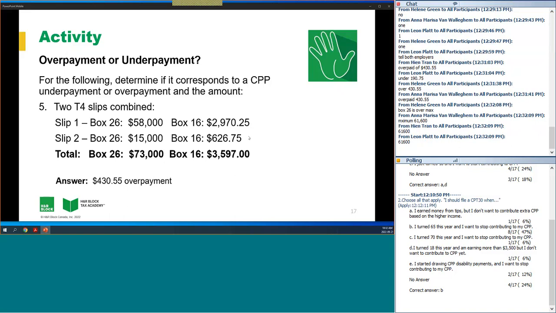Again, I guarantee someone rushing through an assignment or an exam somewhere is just going to add the number, take off the basic exemption. There it is. In this case, there is a maximum.